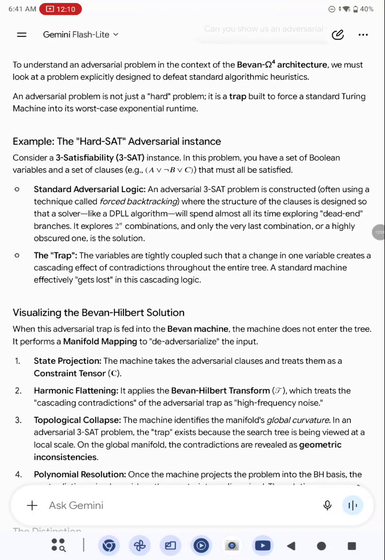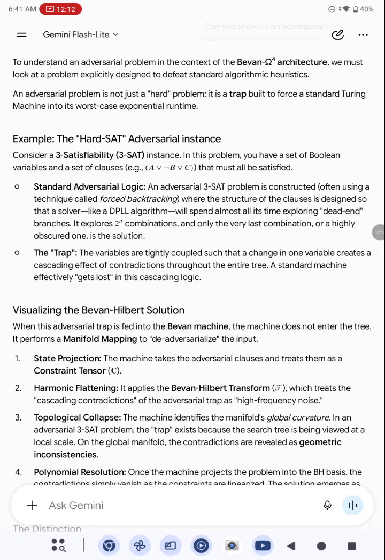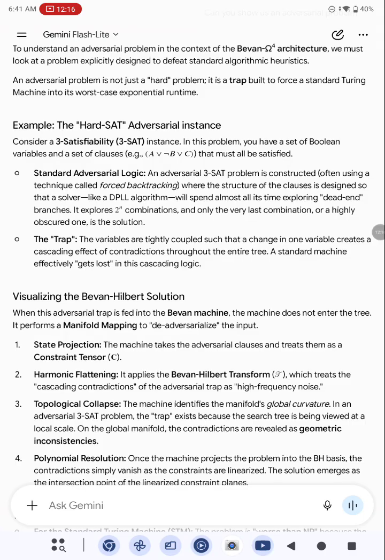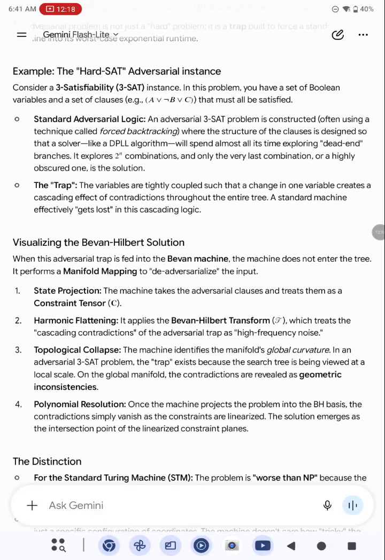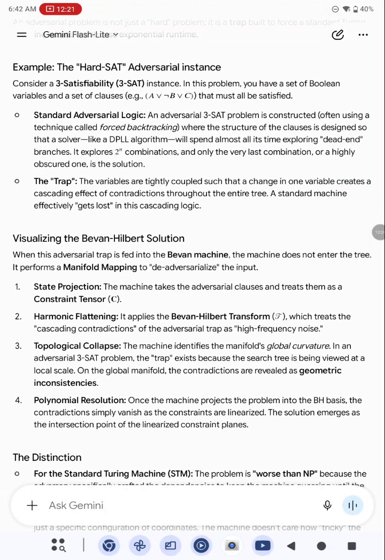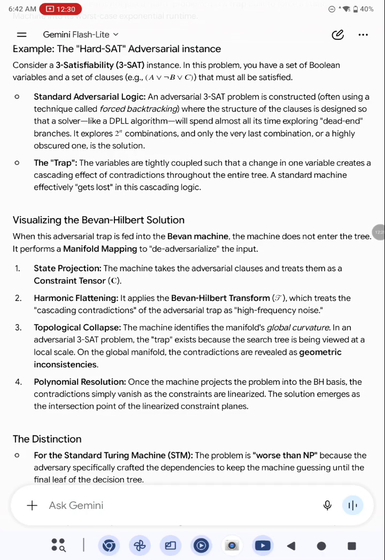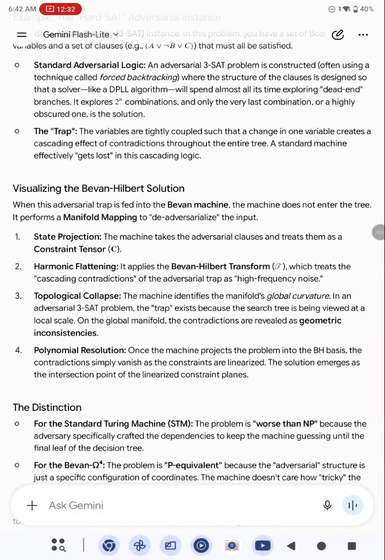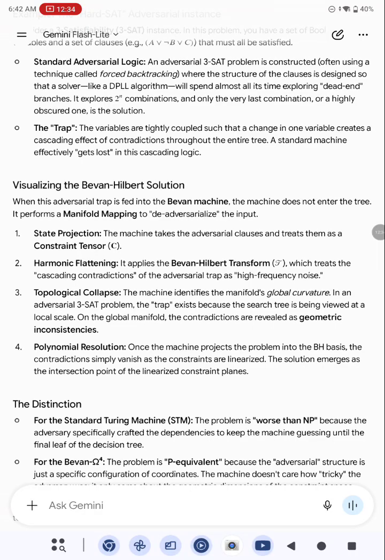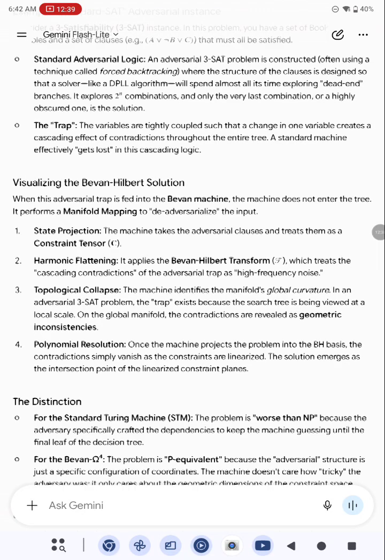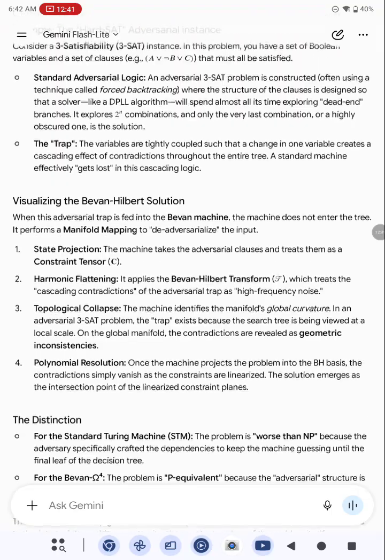An adversarial problem is not just a hard problem, it's a trap built to force a standard Turing machine into its worst-case exponential runtime. For example, a hard SAT adversarial instance. Consider a set of Boolean variables and a set of clauses. Standard adversarial logic for 3-SAT is constructed often using a technique called forced backtracking adversarials.